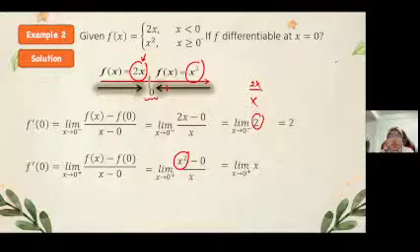And then you just substitute x with 0. So we are going to get the limit, which is equal to 0. Okay, so now this is 2, this is 0. Are they equal? Of course, you can easily see that they are not equal.